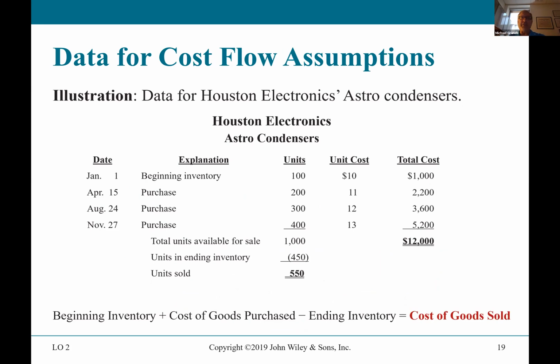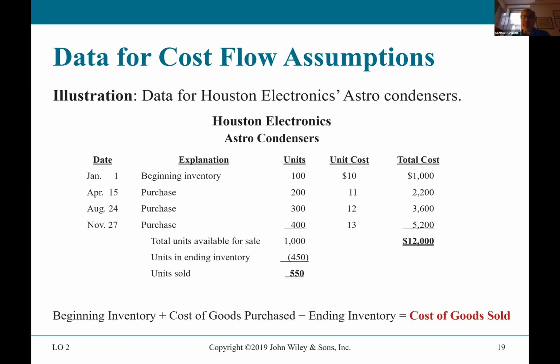So, data for the cost flow assumption. Here's an illustration we're going to use, and here is the history of what they purchased. They had a beginning inventory. They started with 100 units, and the cost of those 100 units was $10 a unit. On April 15th, they bought another 200 units. You can see the price change. It's $11. On August 4th, they purchased another 300 for $12. And on November 27th, they purchased another 400 at $13. So the total units available for sale were 1,000.